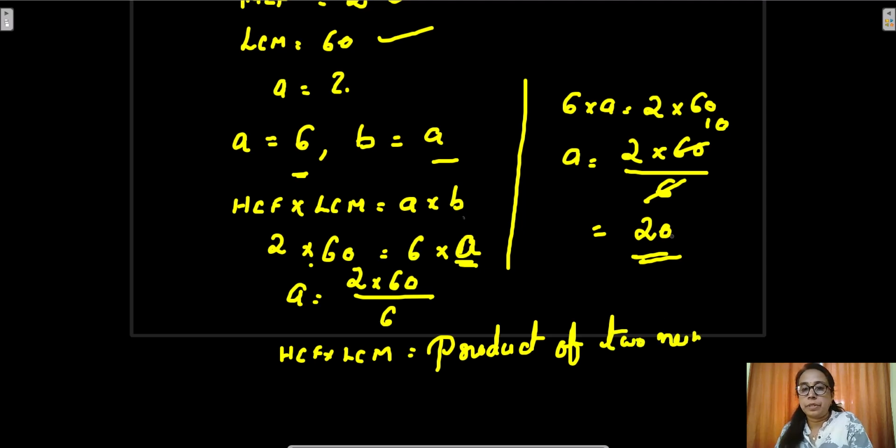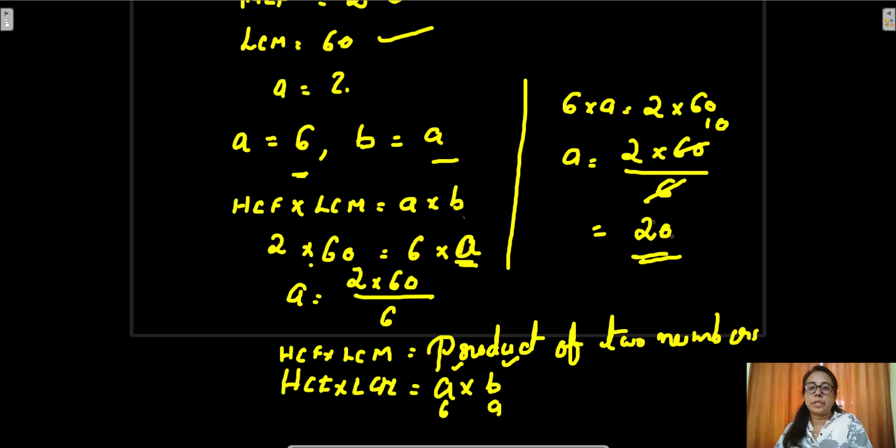Product of two numbers. Do you understand? This product only I have taken A into B. That is HCF into LCM is equal to A multiplied with B. Here A is equal to 6 and B is given, that's why it is 20. So the answer is A is equal to 20.